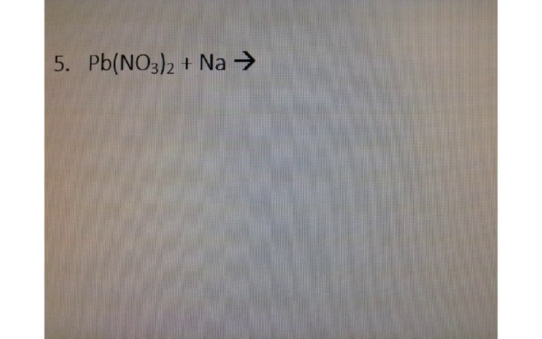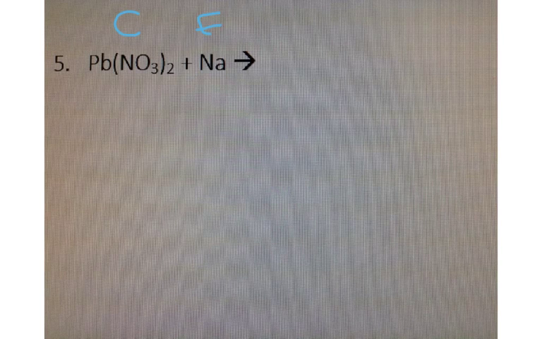Alright, the final one is lead 2 nitrate, or lead nitrate, plus sodium. So what I'm going to need to do is first again identify whether there is a combustion reaction going on. I do not have a hydrocarbon nor an oxygen, so I'm going to move on from that and I'm going to start labeling. So I have a compound here and I have an element here. So the only one that has a compound plus an element is going to be a single replacement reaction.